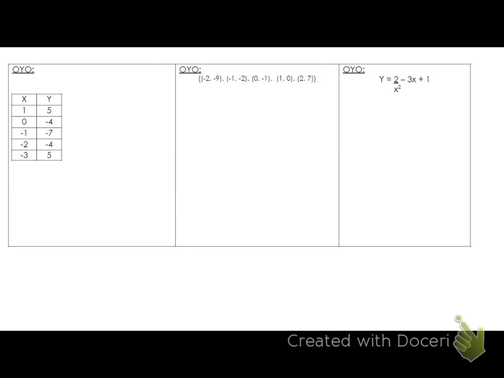Looking at our table, the first question I'm going to ask myself: are all the numbers in my x column different? Yeah. If they're different, then I can go on to my y. What am I finding for my y column?